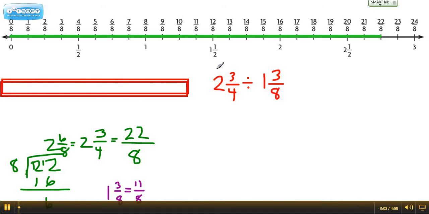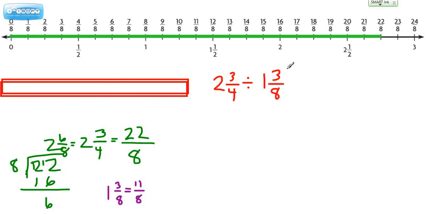We're taking a look at a division problem and how you might use a number line to model a division problem. The division problem we're looking at is 2 3/4 divided by 1 3/8. Now the dividend is always the thing that we're breaking up into equal groups. So I have that modeled here with a green line.